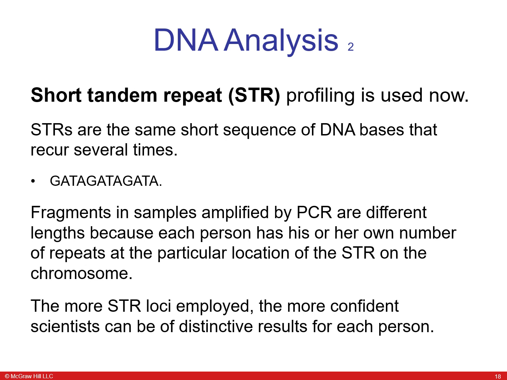So for DNA analysis, they use short tandem repeats, or STRs. Like the name sounds, these are short sequences of DNA bases that repeat several times. So that's a tetramer there. Fragments in samples amplified by PCR are different lengths because different people have different numbers of repeats. And so the more STR loci employed, the more confident scientists can be of distinctive results for each person.